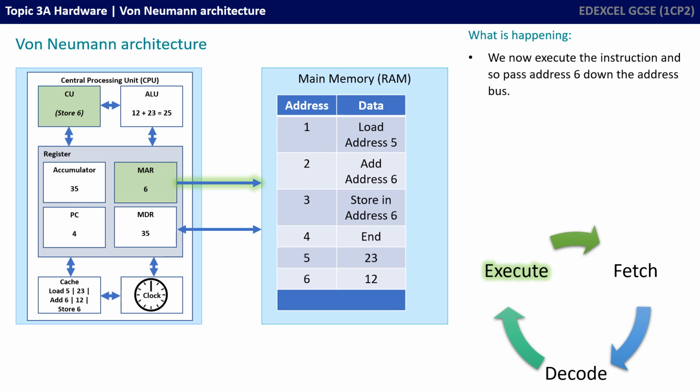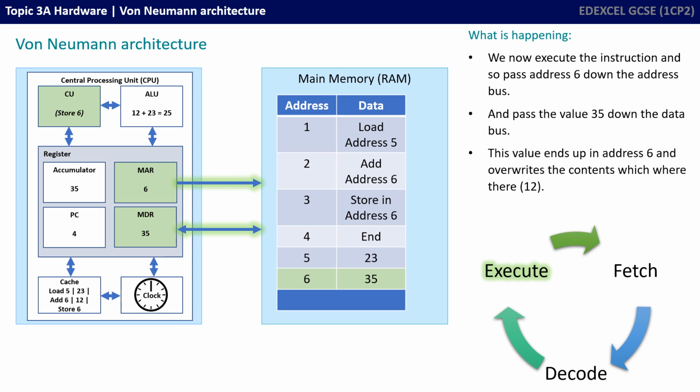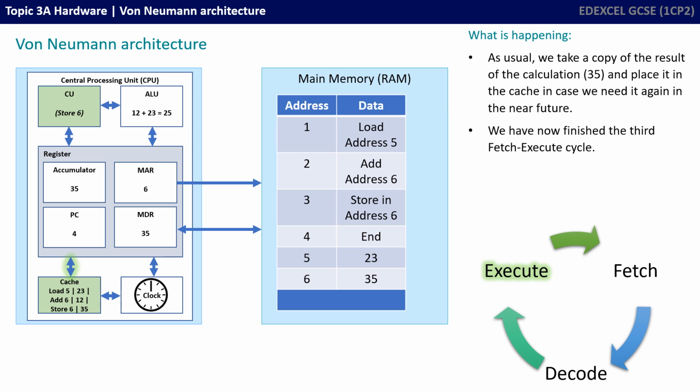We now execute the instruction and so pass the address 6 down the address bus. We pass the value 35 down the data bus. This value ends up in address 6 and overwrites the contents which were there, which were 12. As usual, we take a copy of the result of the calculation, 35, and place it in the cache in case we need it again in the future. We've now finished the third fetch execute cycle.